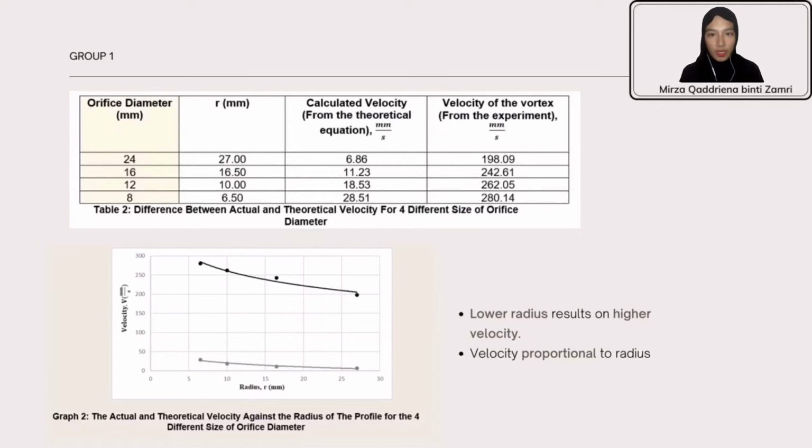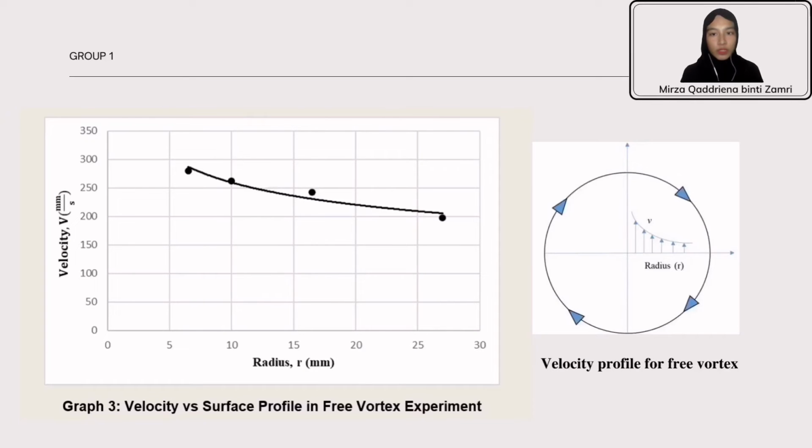From all this data, it can be concluded that the lower radius results in the higher velocity. This was because the velocity was inversely proportional to radius in every case, as in graph 2. Therefore, the results obey the theory. Graph 3 shows the velocity versus surface profile in the free vortex experiment. This can be proven by the illustration on my right hand side, which shows the velocity profile for free vortex.